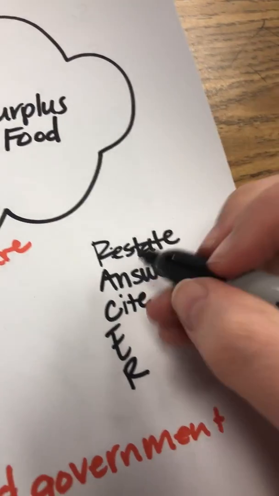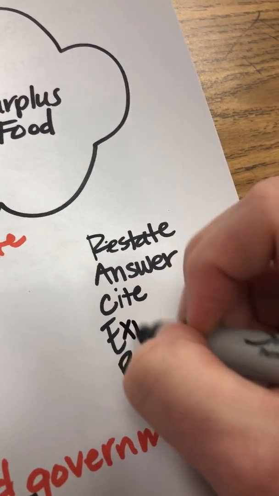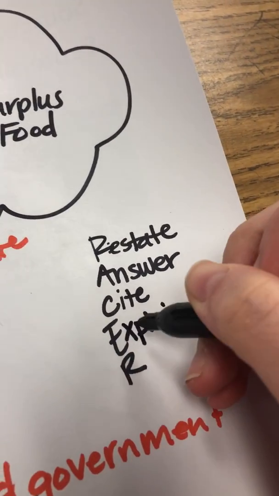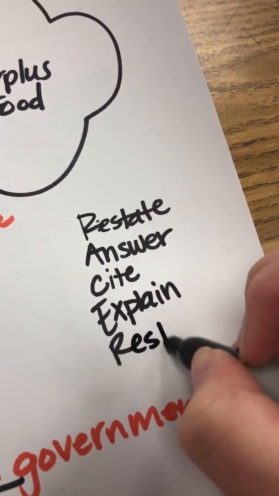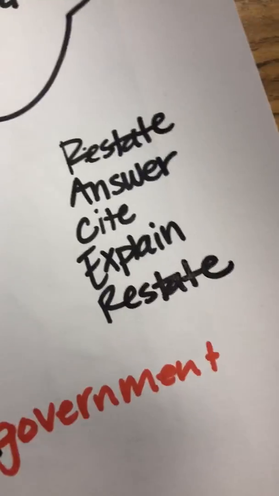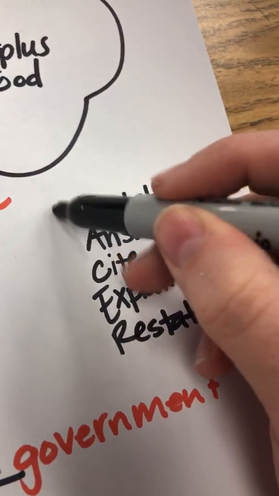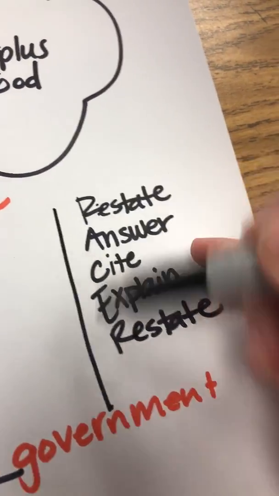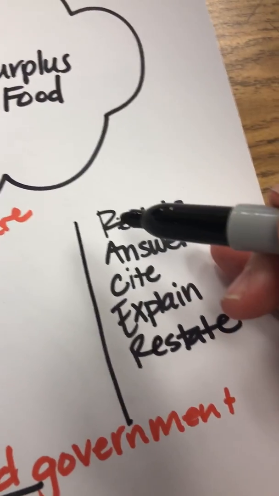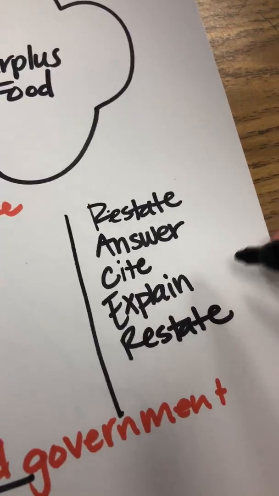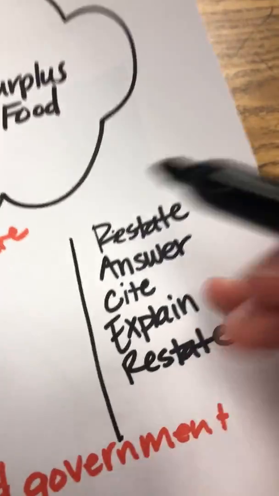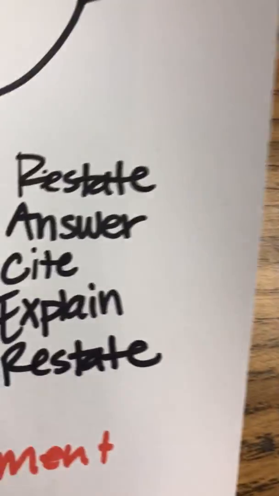Sorry, guys. So we're going to cite, and then we're going to explain what that citation has to do with our answer. And then to close, we're going to restate the question again. These generally go in order, but sometimes it goes restate, answer, cite, explain, and then we'll cite something else and explain it, and then we'll cite something else and explain it, and that's kind of what we're going to do before we restate for our conclusion. This also helps you build pretty strong paragraphs as well.